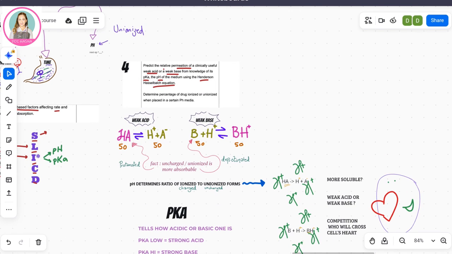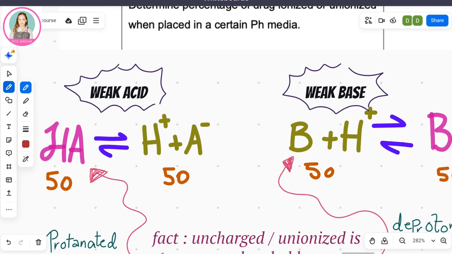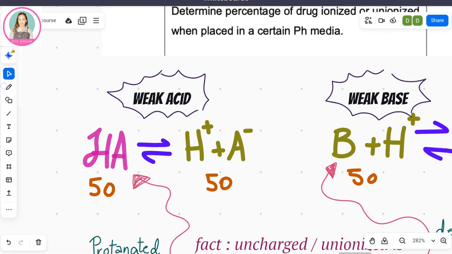What do you mean by ionized and unionized forms? For instance, let's talk about weak acids and weak bases. The majority of drugs are either weak acids or weak bases, okay? So when something is a weak acid, what does it mean? Remember one thing, guys, there's a biochemistry rule that whenever an acid is very strong, it will always exist in its broken form, which is its ionic form. But when there is a weak acid, it will exist 50-50. Weak base, 50-50. Strong base, completely in its ionic form, okay?